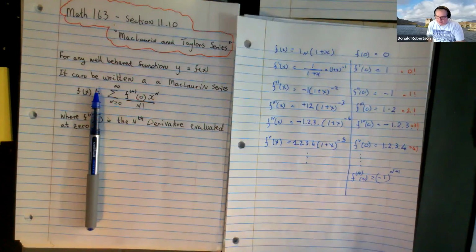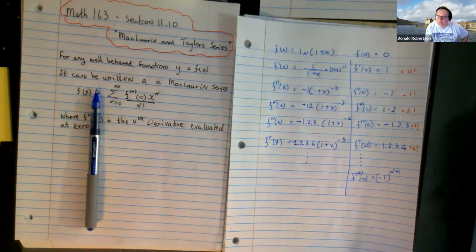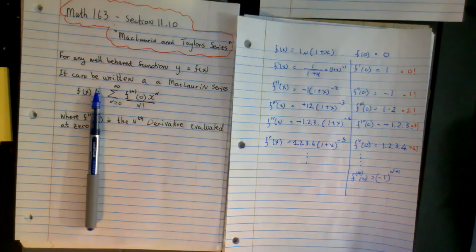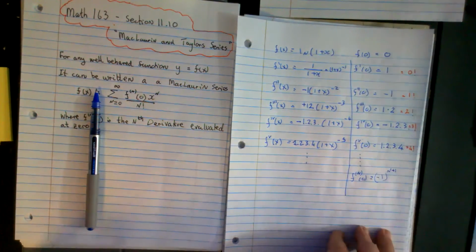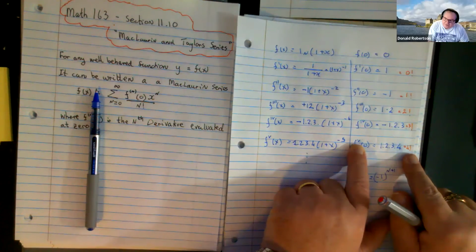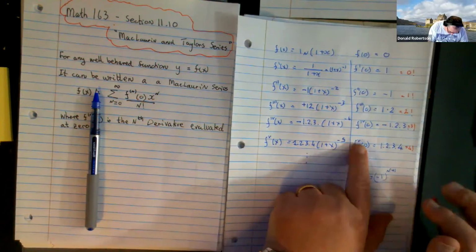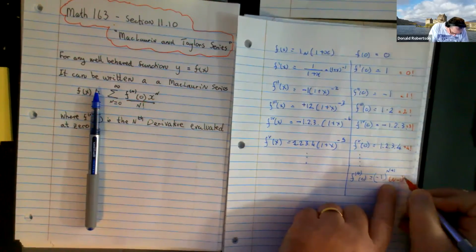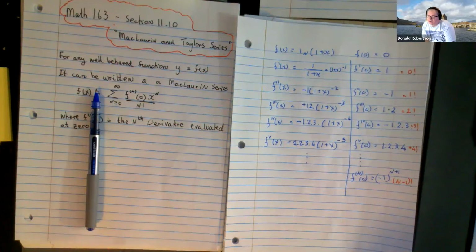So what do you think the nth derivative is going to be? N factorial? Close. N minus 1. The fifth derivative is 4 factorial. So it's going to be n minus 1 factorial. Does that make sense? That the fifth derivative gets you 4 factorial.